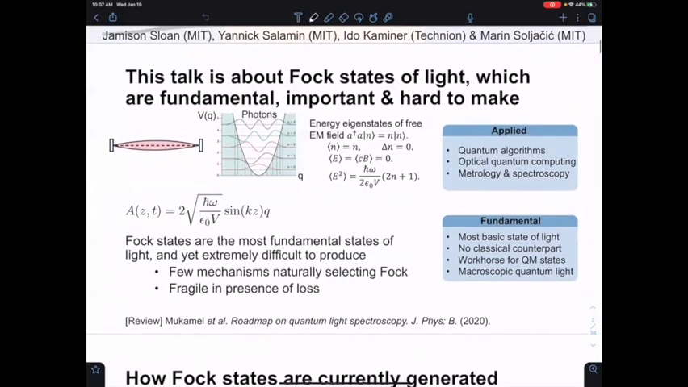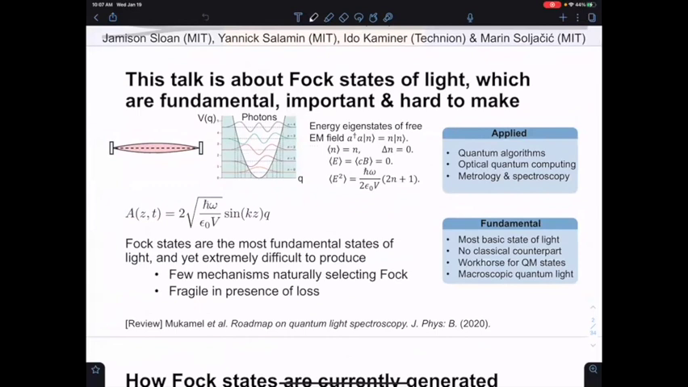So this talk is about Fock states of the radiation field. They're fundamental, they're important, and they're very, very hard to produce. I'm going to keep the discussion simple. Instead of thinking about a Fock state of, say, a multi-mode field, I want to think about just a Fock state of a single mode of the electromagnetic field. You might think about a Fock state propagating inside a cavity formed by two mirrors.